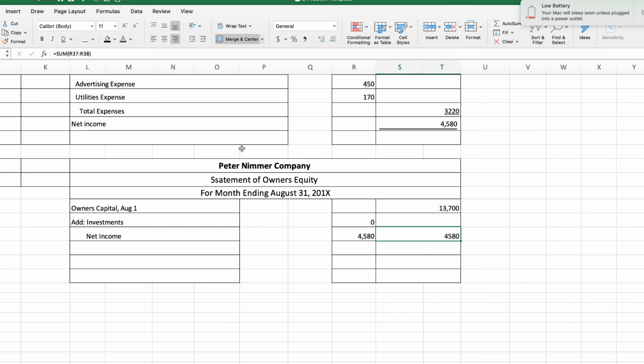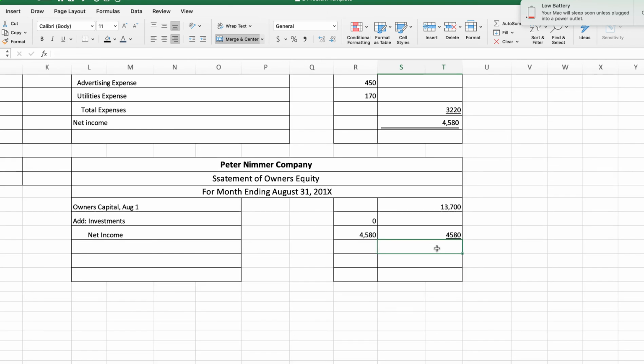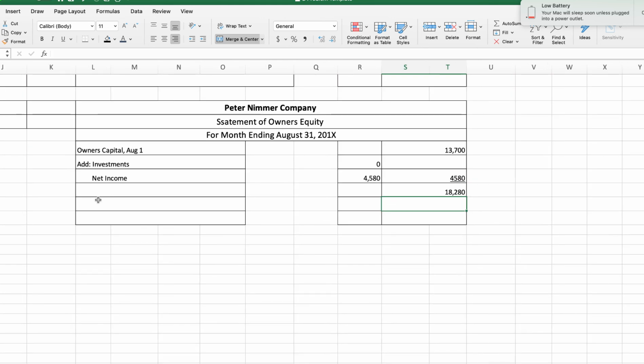Remember, I'm doing a mathematical function here, so I need my little underline, and I'm going to sum these up. The beginning capital plus the net income gives us $1,820. Okay, then we need to subtract out any drawings or draws.